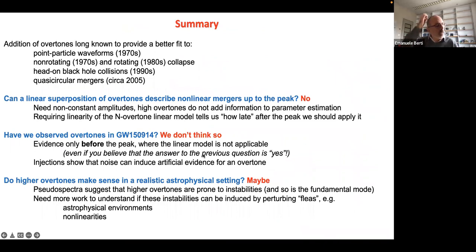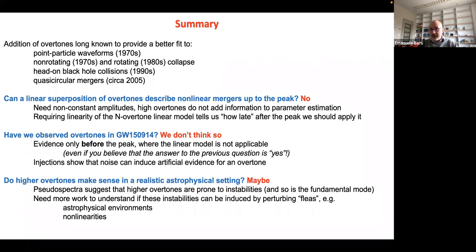Okay, this is everything I wanted to say. I can give you more details if you're interested, but let me summarize. First of all, overtones have long been known to provide a better fit to numerical waveforms. This was understood already in the 70s and 80s for particles falling into black holes, collapse, head-on collisions, and quasi-circular mergers. It was realized immediately after the first simulations in 2005. The question is, should I push this game of fitting with overtones to the points that have been argued recently? My personal opinion is that no, you're overfitting.